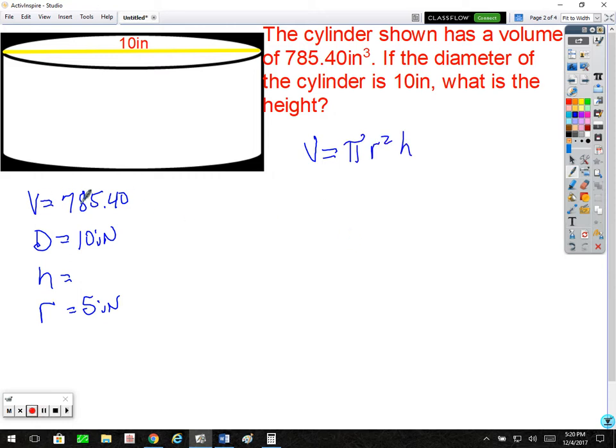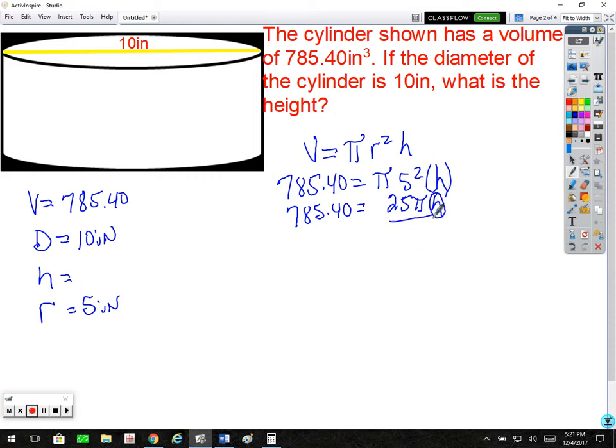Well, here's my volume. My volume is 785.40. Plug in the pi. We do know our radius, so 5 squared times h. All right, so let's finish it out so we can simplify the next line. 5 squared means 5 times 5, so 25 pi h. Okay, remember, we're solving for the height, so I like to circle that h, and whatever's not circled is what I'm going to divide by.